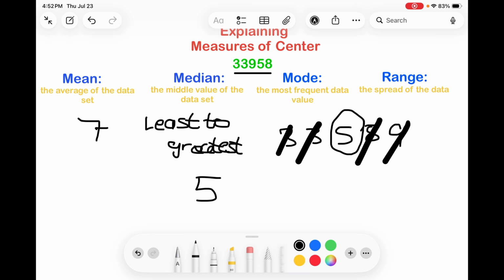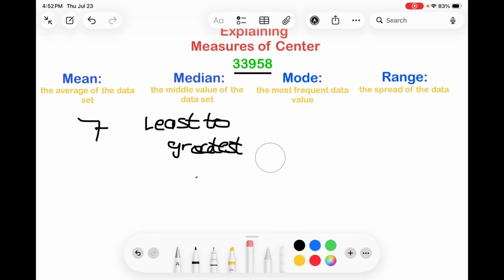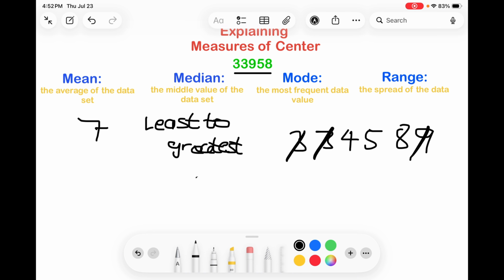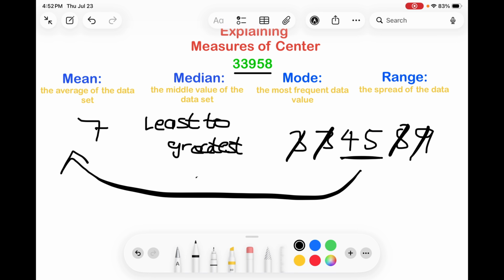Okay, but this only works with odd numbers. What if we have an even number of numbers? So let's say my new data set, I add a 4 in here. So instead of 3, 3, 5, 8, 9, it's 3, 3, 4, 5, 8, 9. So still same process. Oh no, look, I have 2 numbers now. What do I do? I find the mean of these numbers.